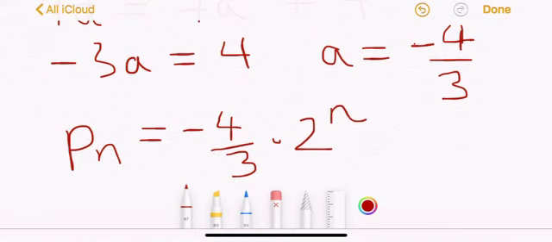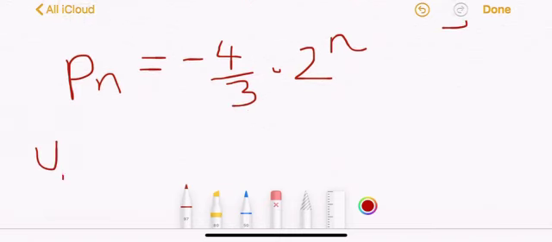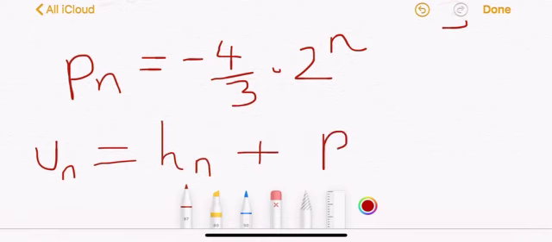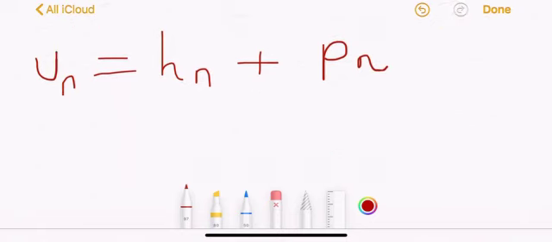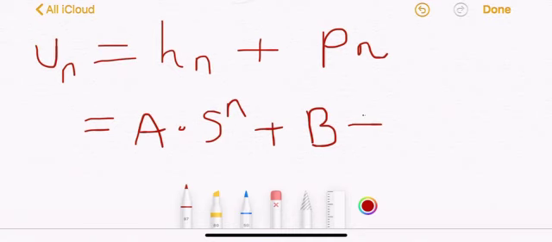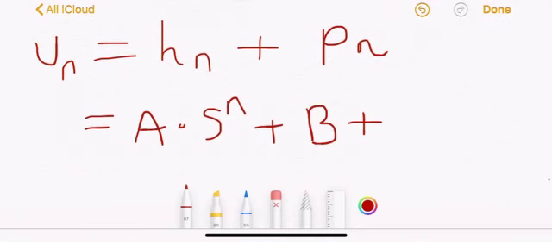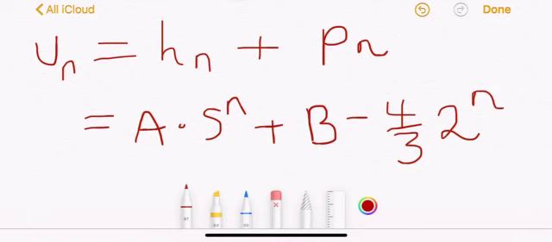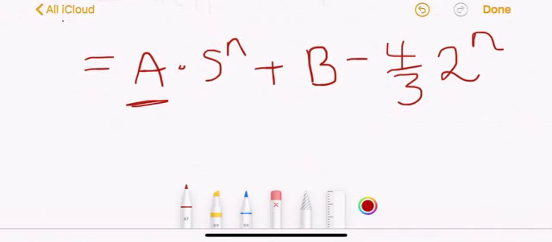And then if we want to solve the non-homogeneous recurrence relation, we know that the general solution u_n is the solution to the homogeneous equation, add the particular solution. Well, I told you that solution was A 5 to the n plus B. Add on, well, actually it's going to be a subtract. So subtract 4 over 3, 2 to the n. And if you are given something about the first and second terms of this sequence, you could then calculate the values of capital A and capital B.